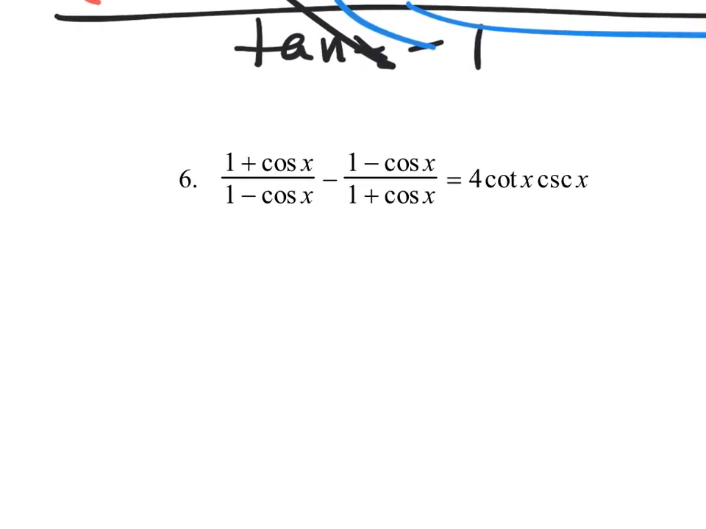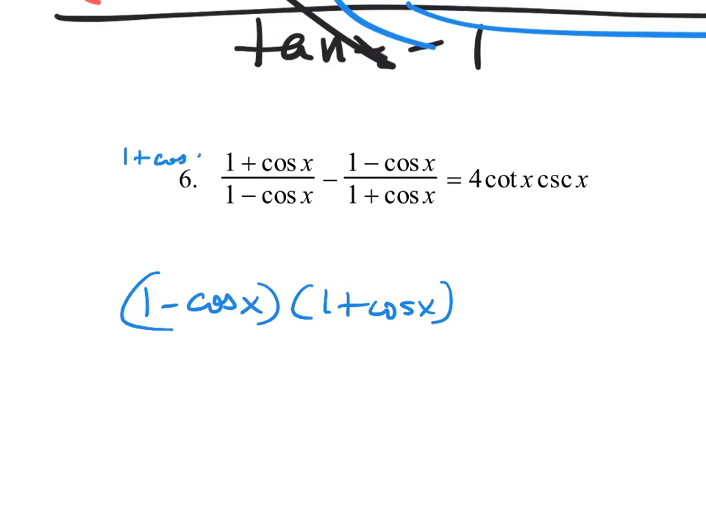Okay, so for this one, I'm going to find a common denominator. My common denominator is going to be 1 minus cosine x and 1 plus cosine x. So this first fraction is missing the 1 plus cosine x.